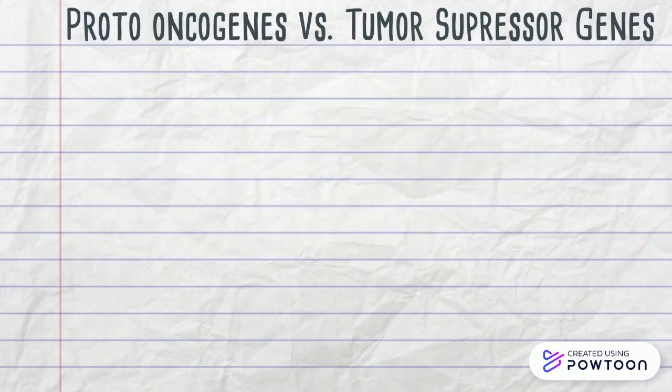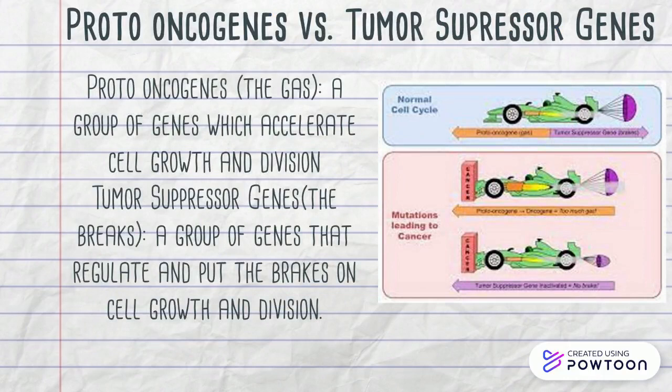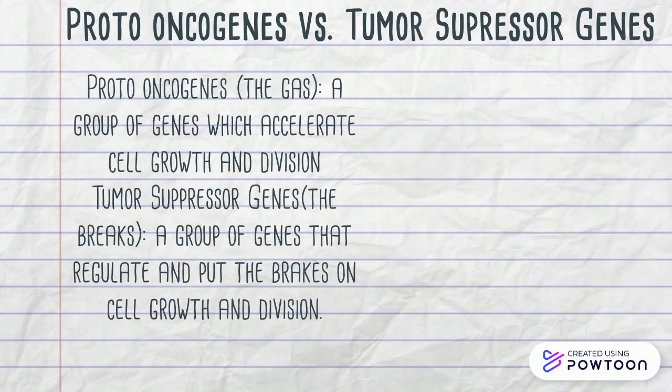There are two types of genes that regulate the cell cycle. Proto-oncogenes, think of them as the gas, a group of genes which accelerate cell growth and cell division. Tumor suppressor genes, the brakes, a group of genes that regulate and put the brakes on cell growth and division. If there is a mutation in these genes, that can lead to oncogenes, which can lead to an unregulated cell cycle, which leads to a tumor.